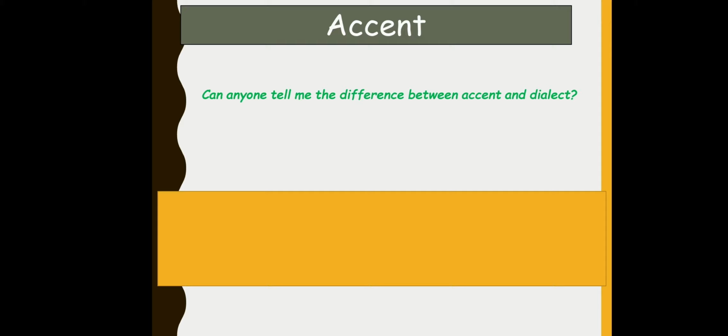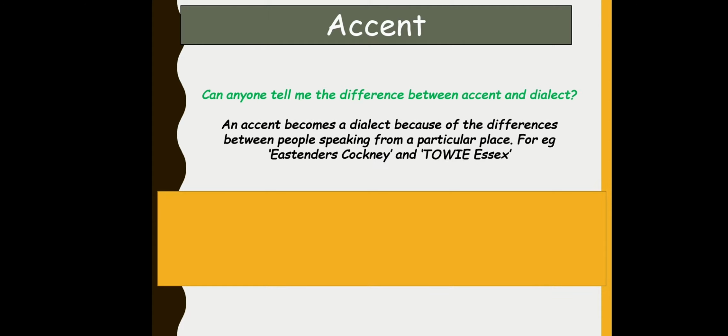Have a think about it. Your teacher will pause the video here to take in some answers. An accent becomes a dialect because of the differences between people speaking from a particular place. For example, everyone in England has an English accent, whereas people from the East End have a Cockney dialect and people from Essex have a Towie dialect.